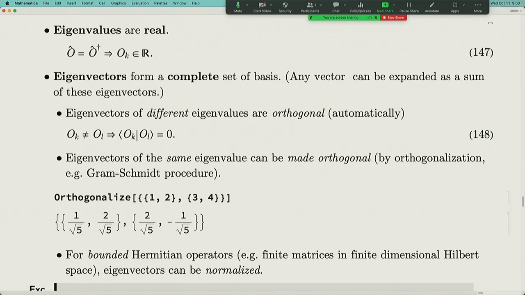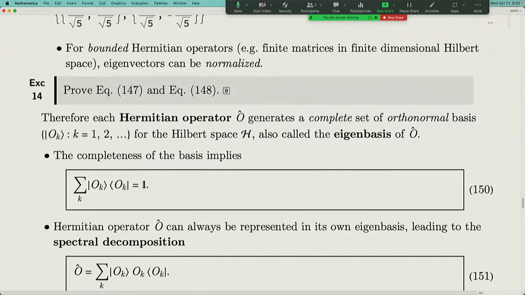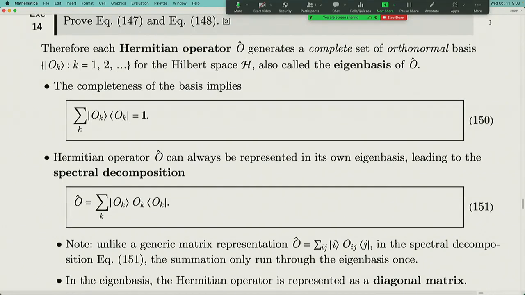So in the end, for every Hermitian operator in a finite dimensional Hilbert space, you can find a set of eigenvectors, and these eigenvectors can be chosen in such a way that they form an orthonormal basis. This is a very nice property, which means every state in the Hilbert space can be represented as a linear combination of the eigenvectors of a Hermitian operator. And the Hermitian operator itself can also be represented in its own eigenbasis as a linear superposition of these basis operators.